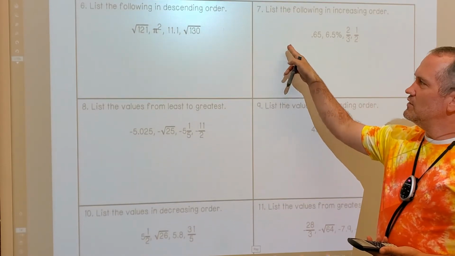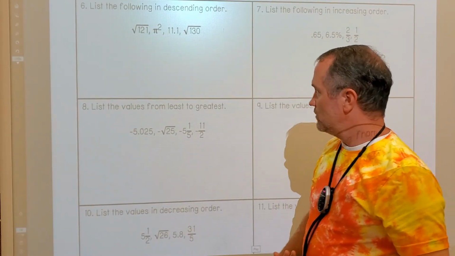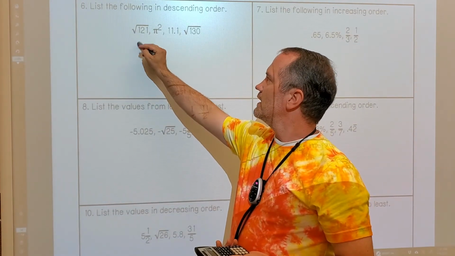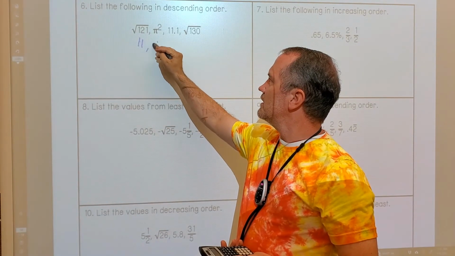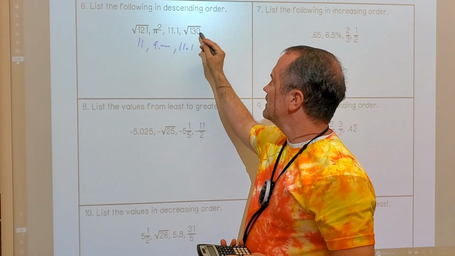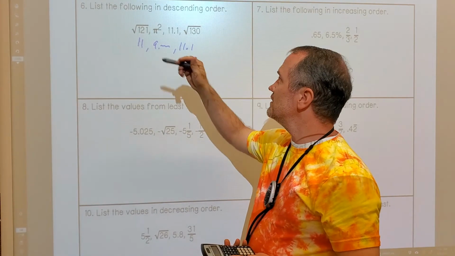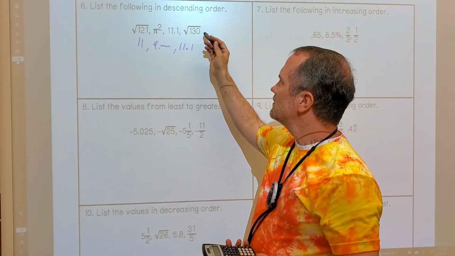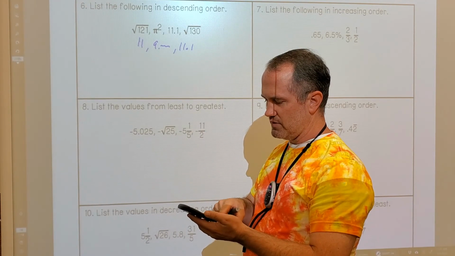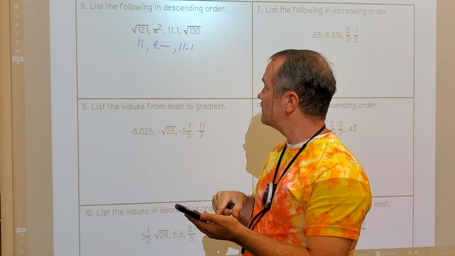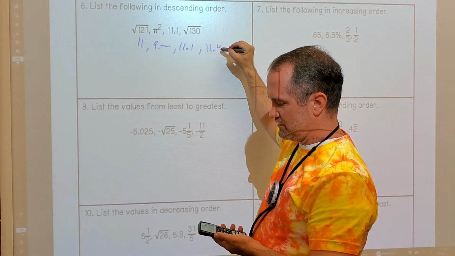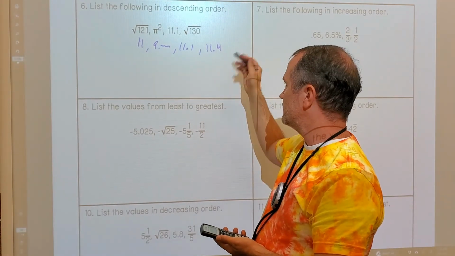All right, descending order. This is tricky. So this is going to be, that's 11. That's 9 point something. That's 11.1. And then square root of 130 is going to be bigger, and we can figure out what it is using a calculator. We could estimate like we did before, but I'm just going to write square root of 130 in my other calculator and find that it's 11.40175425. We're just going to leave it at 11.4.